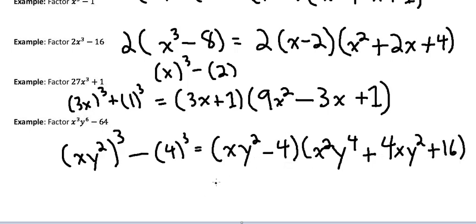So let's have you try one and then bring it to class tomorrow, and we'll check in to see if you get this. I want you to factor 64x to the 9th minus 125. Factor that in your notebook and bring it to class tomorrow.